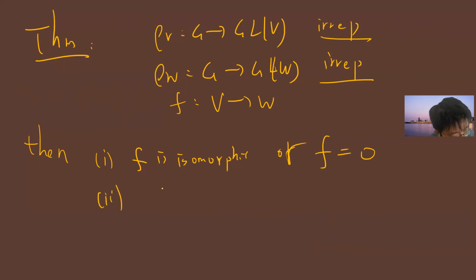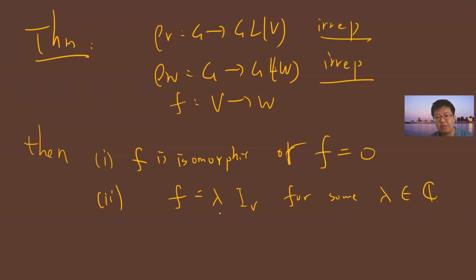And the second statement is that F is just lambda identity, for some lambda belonging to C. Okay, so these two statements do not contradict each other, right? Because if F is lambda for some complex number, F can be an isomorphism if lambda is non-zero. If lambda is 0, F is 0. So these two actually do not contradict each other.